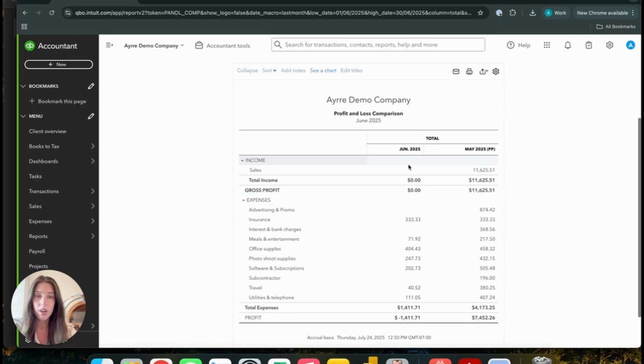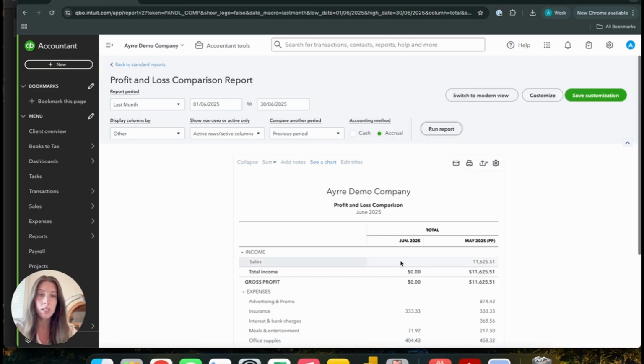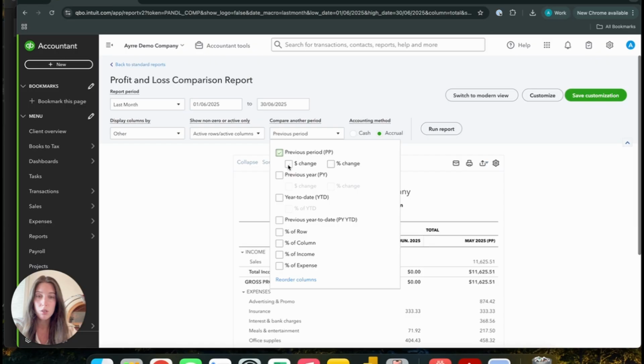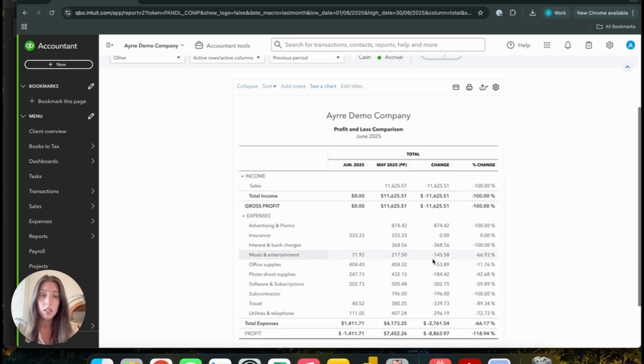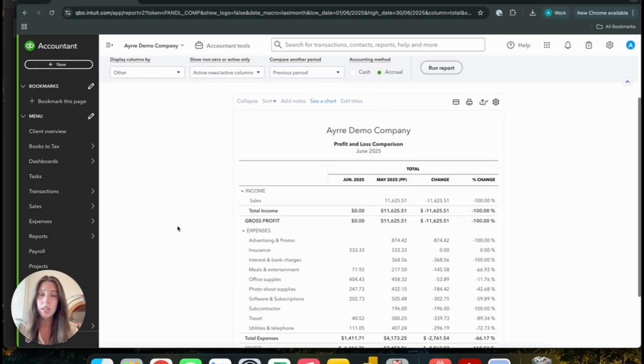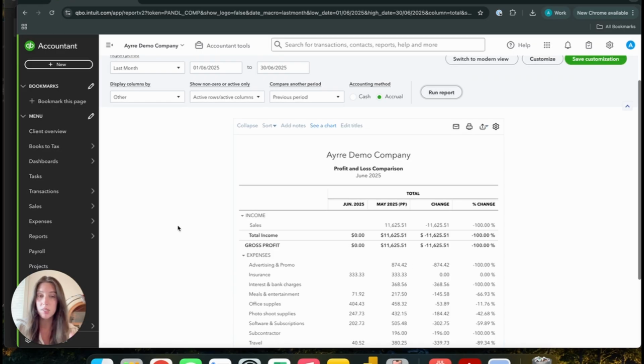And it looks like there's some revenue missing. It looks like there's some advertising and promotion and some interest that maybe should be in there. You can also do the dollar change and the percent change. So now you can see the dollar amount that it's changed month over month and the percent change. So this report is really good if you're comparing just two periods beside each other.